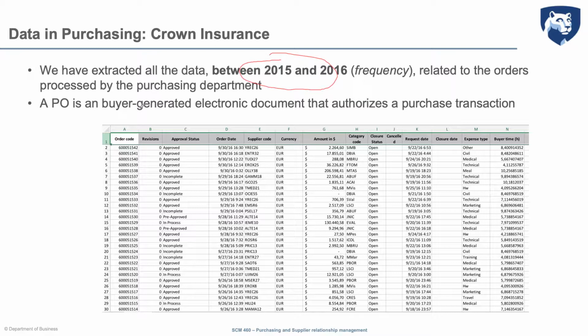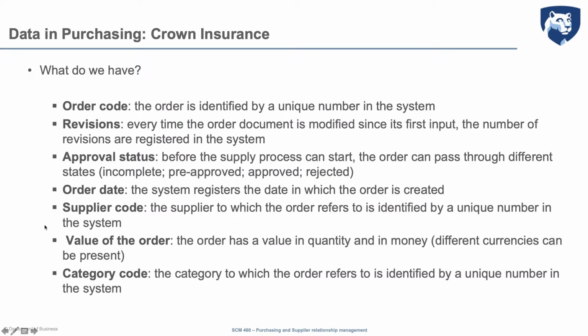But as I told you before, before applying analytical tools and decision-making tools, the first thing we have to do is to analyze the quality of our data. So we basically take our Excel database that is made of these records. For each order we have the code, how many revisions have been made, the approval status at the time of extraction of the data, when the order was issued, which is the supplier code to which the order refers, the value in terms of money of the order, and the category code the order refers to.